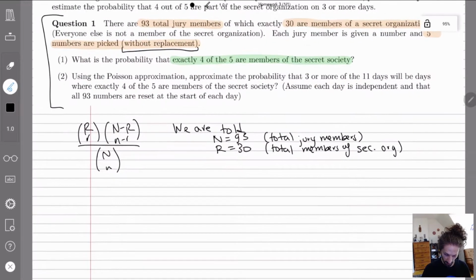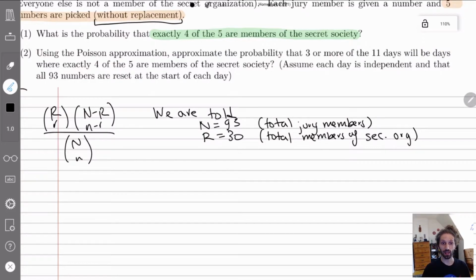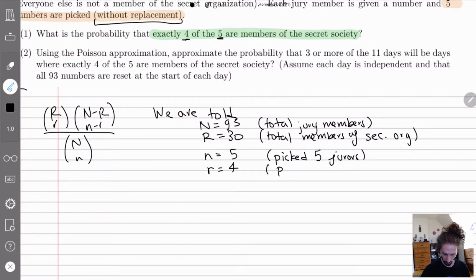The other things that are left are little n and little r. These were given in problem 1. We're told we want to know 4 out of 5. So we know little n is 5 because we picked 5 jurors. And little r is equal to 4, because we want to know we picked 4 members of the secret organization. So this is how we're coming up with these variables.